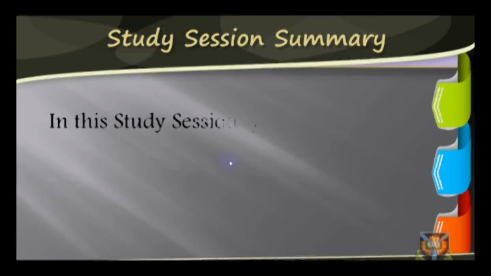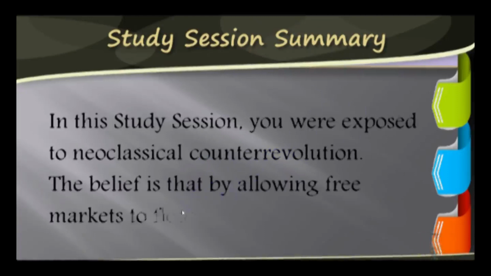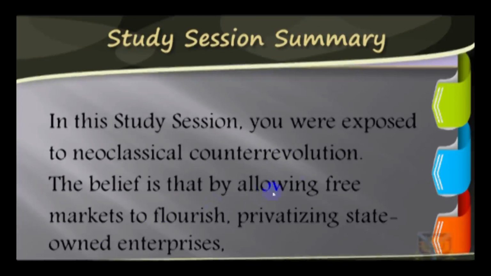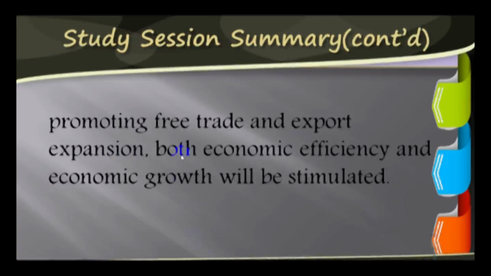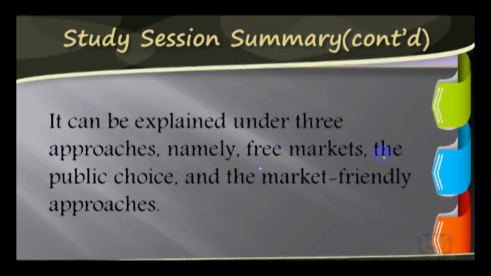Summary. In this study session, you were exposed to the neoclassical counter-revolution, which argues that underdevelopment is the result of poor resource allocation due to incorrect pricing policies and too much state intervention by overly active developing nations' governments. This state intervention often slows the pace of economic growth. The belief is that by allowing free markets to flourish, privatizing state-owned enterprises, and promoting free trade and export expansion, both economic efficiency and economic growth will be stimulated. It can be explained under three approaches, namely the free market, the public choice, and the market-friendly approaches.